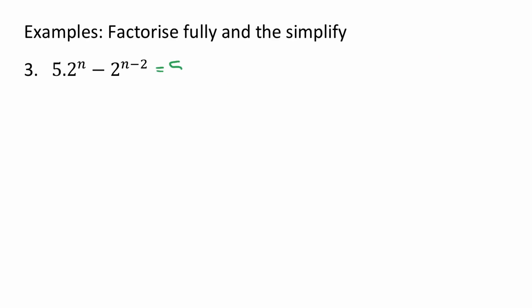Again, I'm going to break things up. So my first term doesn't have much going on. My second term, I'm going to break into two separate factors. Now, my common factor is 2 to the power of n. So I'm going to get 2 to the power of n and 5 minus 2 to the power of negative 2.